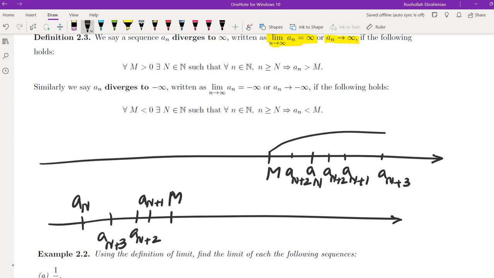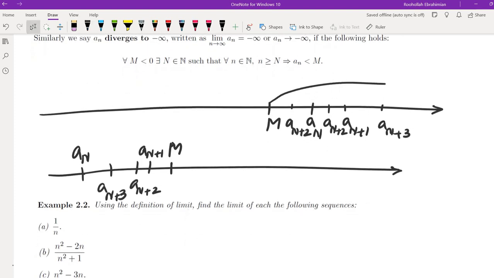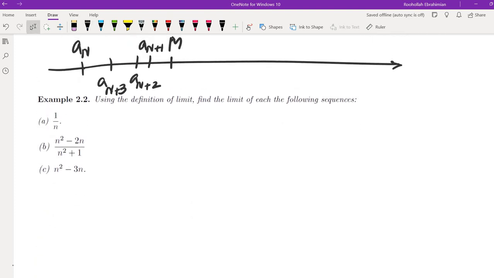So all of the terms are less than m. Okay, so next example. In this next example, we'll deal with some examples of limits of sequences. Using the definition of limit, find the limit of each of the following sequences.